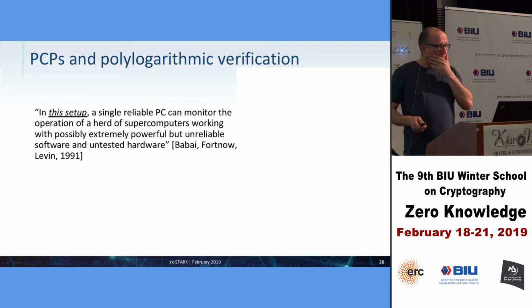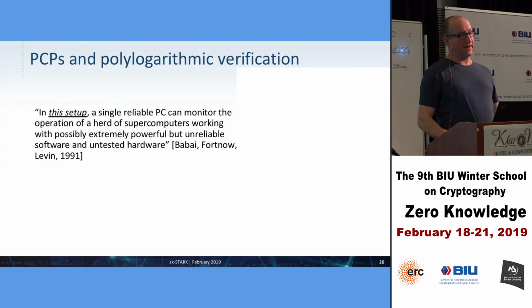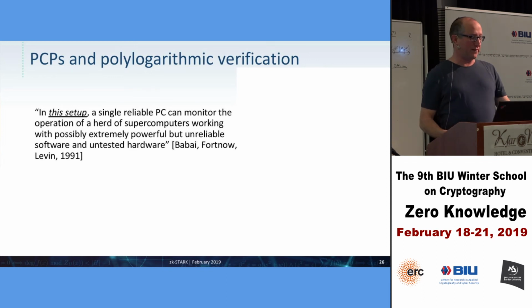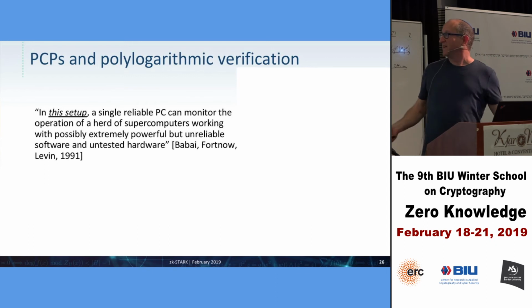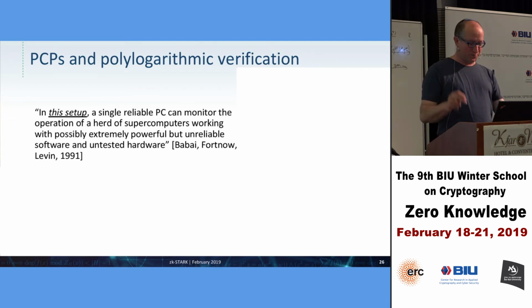All of this polylogarithmic verification goes back to the very early days of PCPs, to this marvelous work by Babai et al. Here's a quote from them that we often use. This is Babai, Fortnow, Levin, and Szegedy, 1991, so BFLS. They wrote: in this setup, a single PC, reliable PC, can monitor the operation of a herd of supercomputers working with possibly extremely powerful but unreliable software and untested hardware. This was before Bitcoin, right?